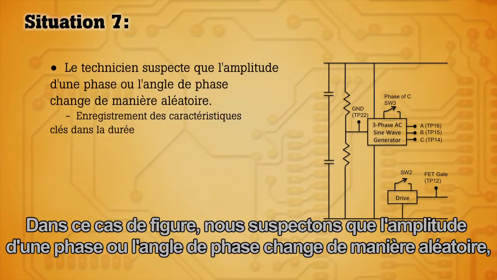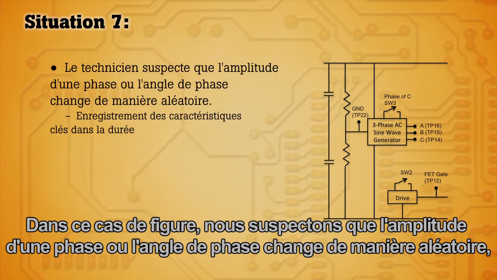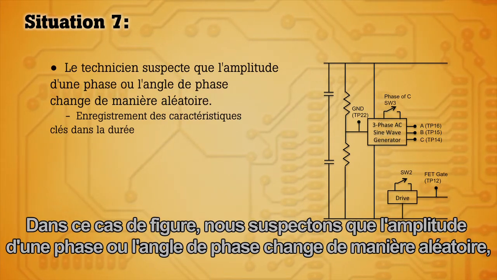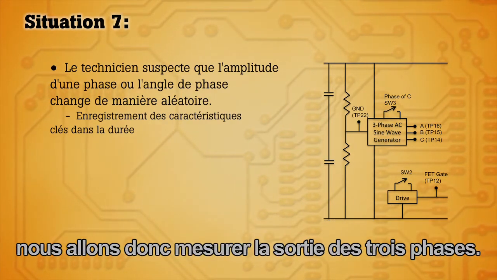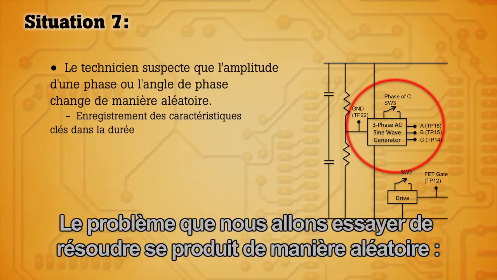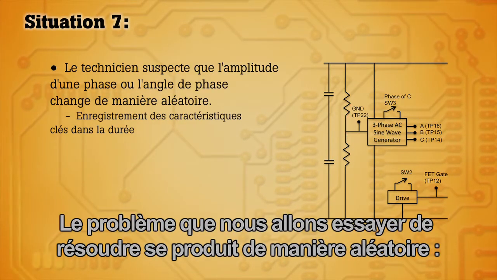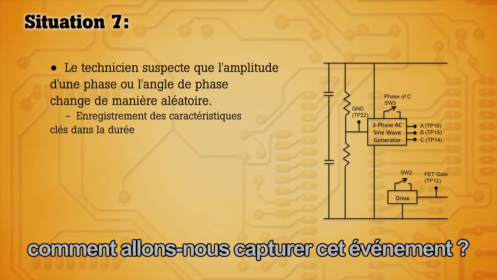In this scenario, we suspect a phase amplitude or phase angle is randomly changing, so we're going to measure the output of the three phases. The problem we'll be trying to solve happens randomly. So how do we capture that event?